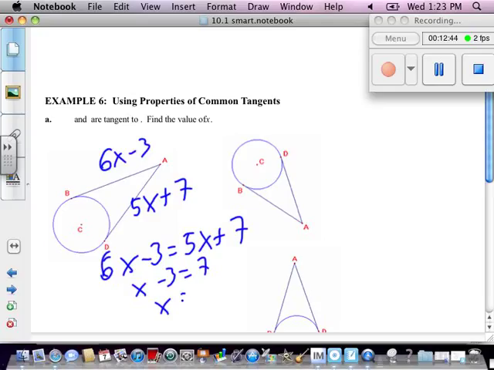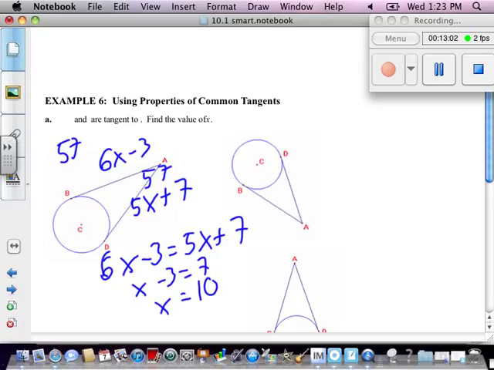So, x equals 10. What if I wanted to know what each of these were? What would I do? Plug it back in. I get 60 minus 3 is 57. And 10 times 5 is 50 plus 7 is 57. They're equal to each other. I did it right. Yay.